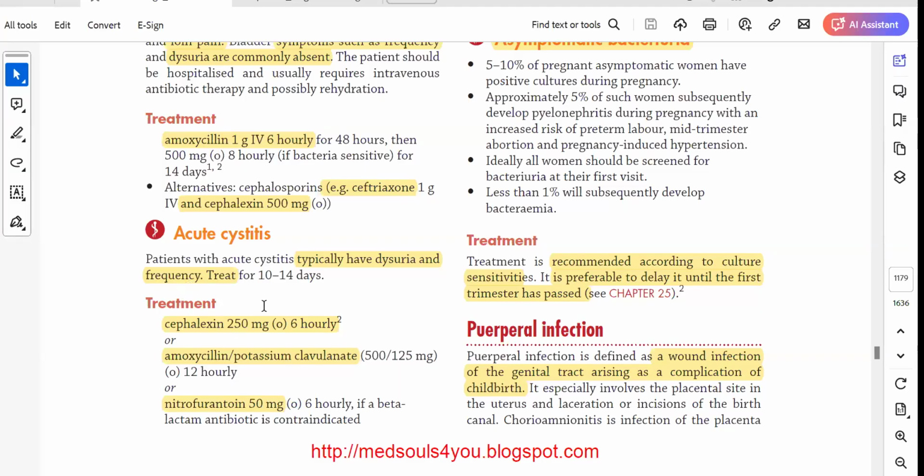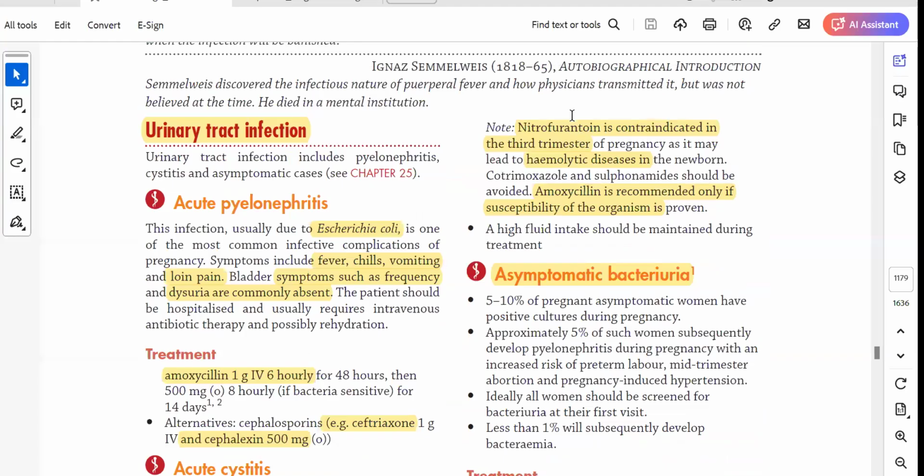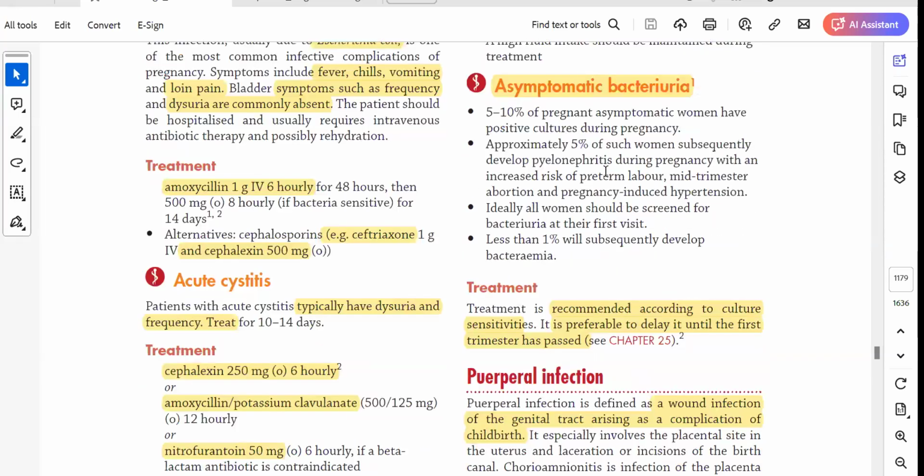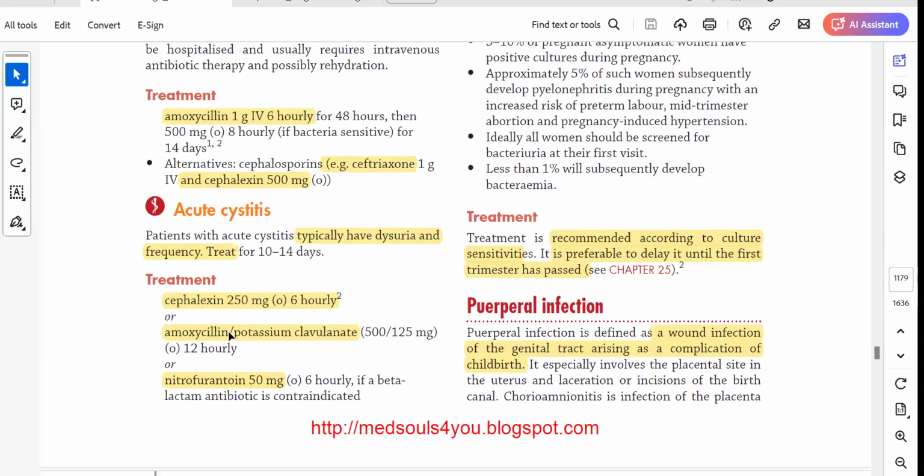the treatment with antibiotic. The choice of antibiotic is either you can use cefalexin or amoxicillin clavulanic acid, or nitrofurantoin, but you can't use nitrofurantoin in the 3rd trimester because it can cause hemolytic disease in the newborn. So basically cefalexin or amoxiclav is the treatment of choice.